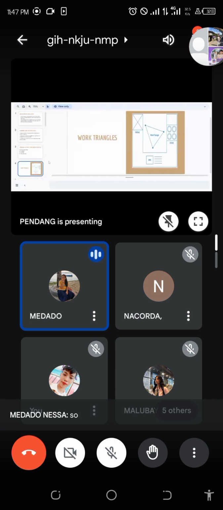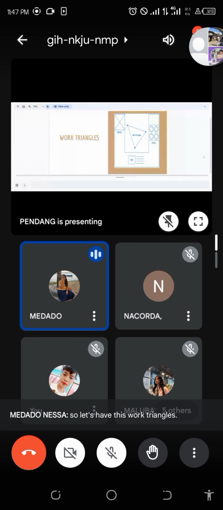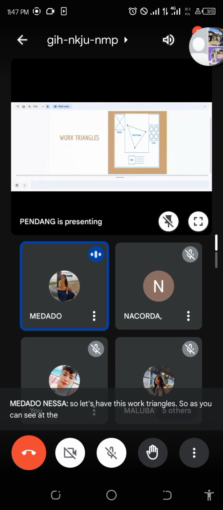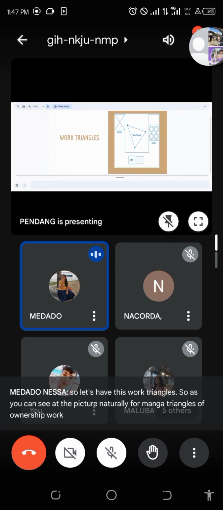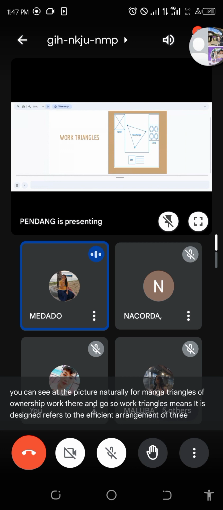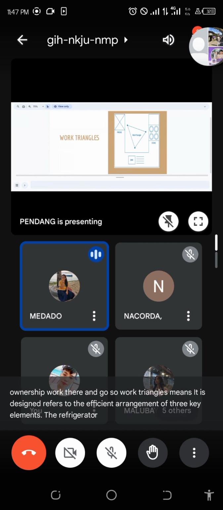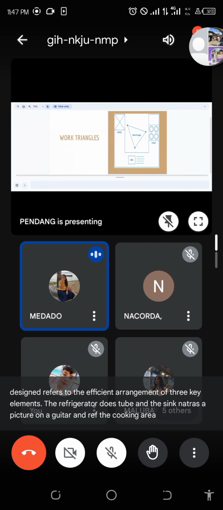So let's have the work triangle. As you can see in the picture, there are four triangles. First is the work triangle. The work triangle refers to the efficient arrangement of three key elements: the refrigerator, the stove, and the sink. In the picture you can see the ref, the cooking area, and the sink. These are the three elements you see in the work triangle.